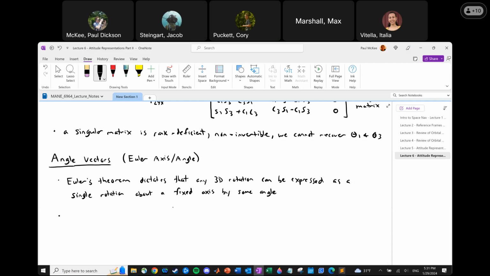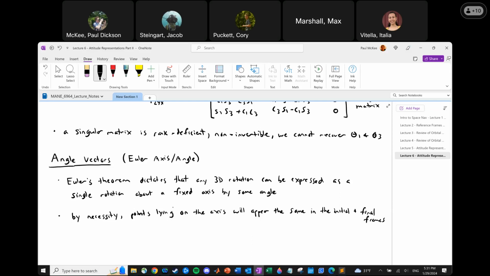Now you can imagine, and we're going to kind of visualize this, by necessity, points lying on the axis will appear the same in the initial and final frames. So you can imagine this.